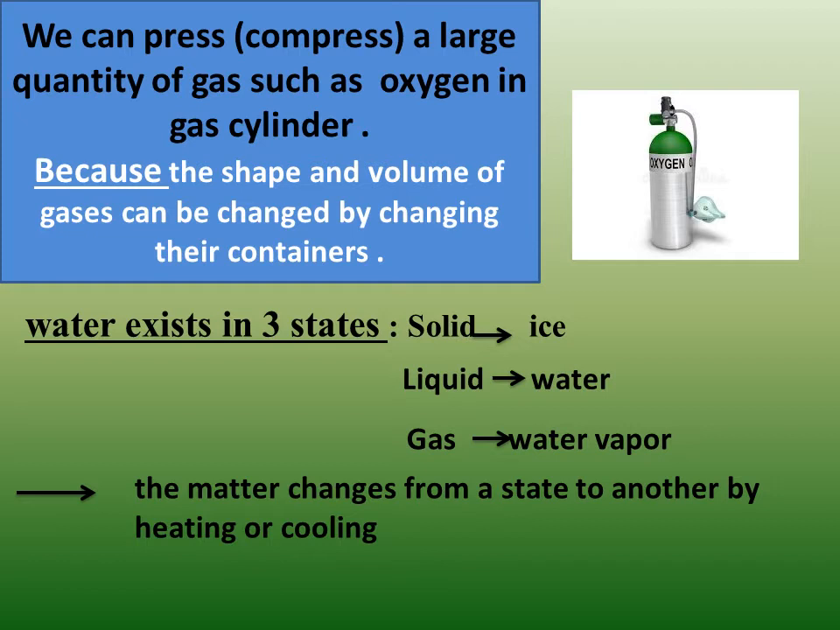We can compress a large quantity of gas such as oxygen in a gas cylinder, because the shape and volume of gases can be changed by changing their containers. Gases have indefinite shape and indefinite volume.